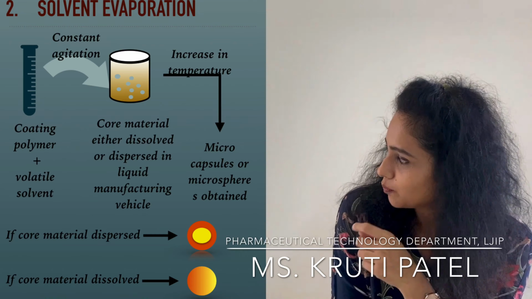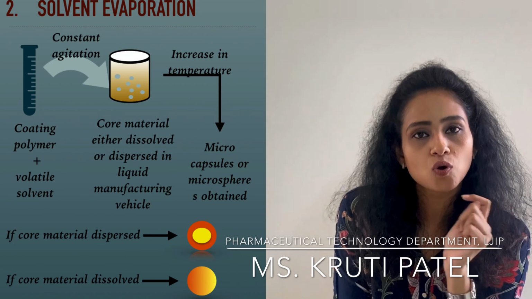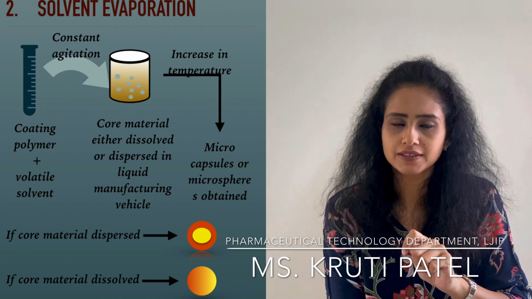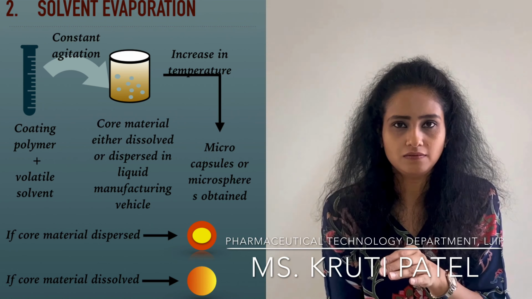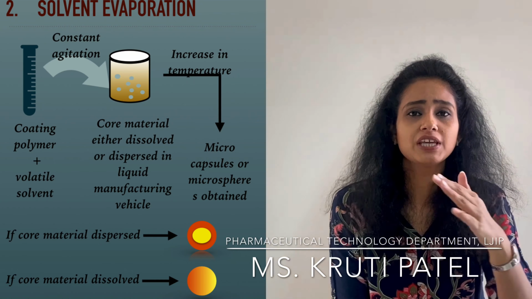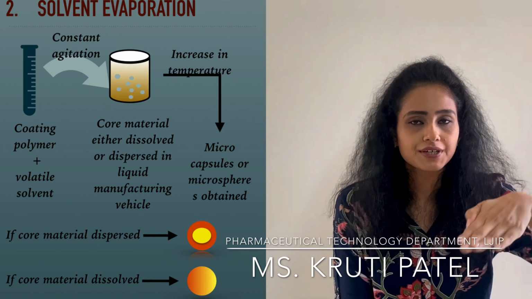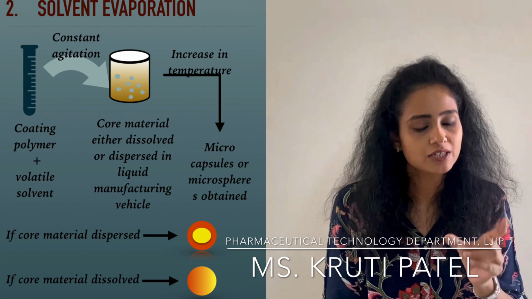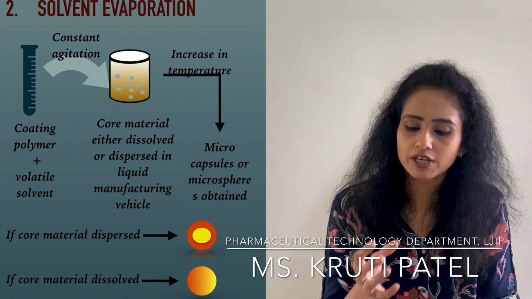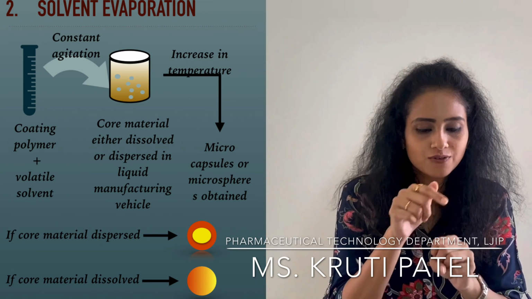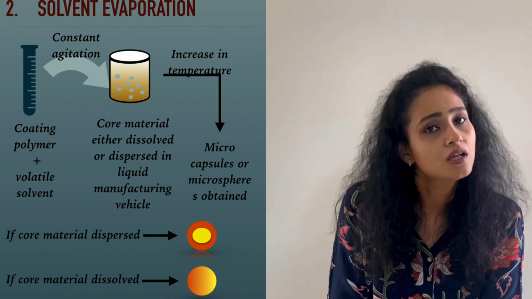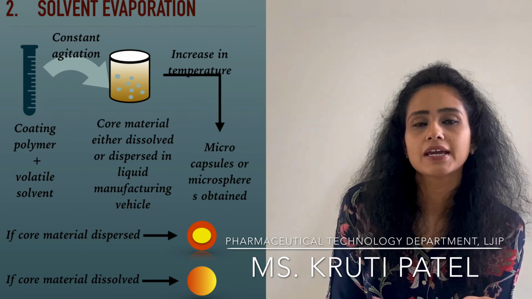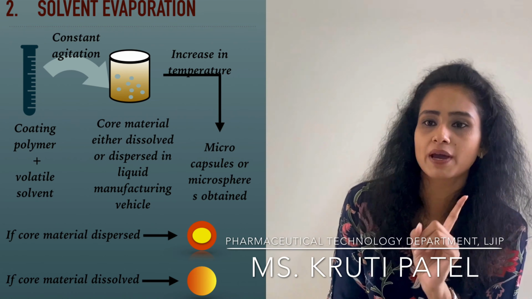So that coating polymer is added into core solution with constant stirring. With constant agitation, you have to add that. Once you add that, what you have to do? You have to increase temperature. When you increase temperature, that volatile solvent will evaporate, right? When that volatile solvent evaporates, your coating polymer will form coat around core material. Once that is done, then we have to go for rigidization and then we can have either microcapsules or microspheres.